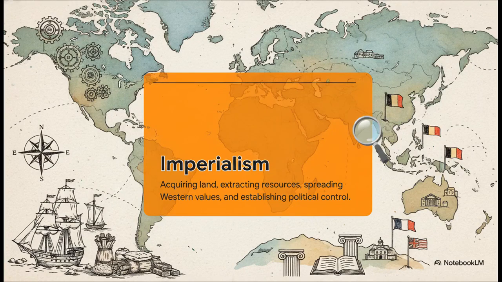So, just to make sure we're all starting from the same place, what are we really talking about when we say imperialism? Well, you can think of it as a four-part process. It all starts with acquiring land. Then it's about extracting all the valuable resources from that land, spreading Western values to the people who live there, and finally, establishing total political control. That's the core idea we're exploring.